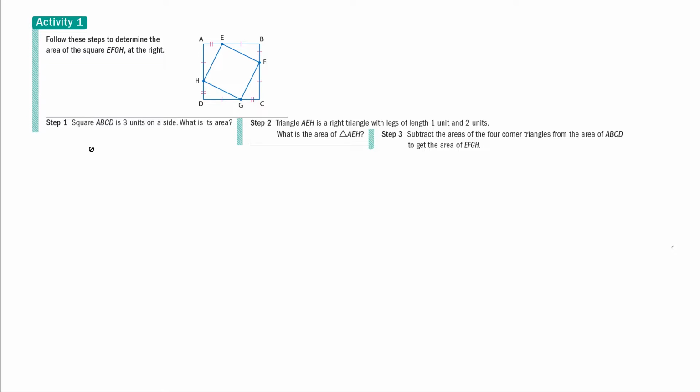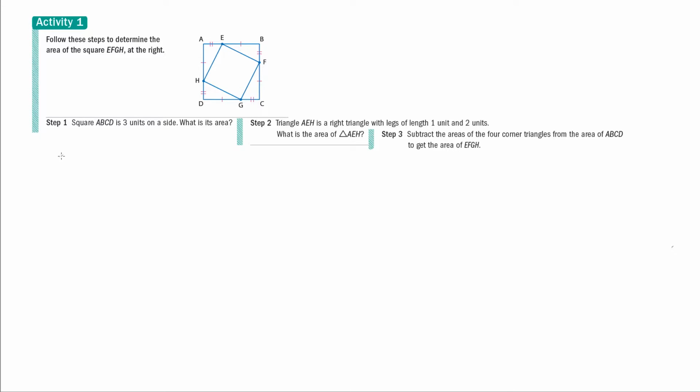Got a quick activity. Follow these steps to determine the area of the square EFGH at the right. I want to know the area of this square EFGH. Step 1 tells us that the square ABCD is 3 units on a side. What is its area? So ABCD, it's a square, 3 units.